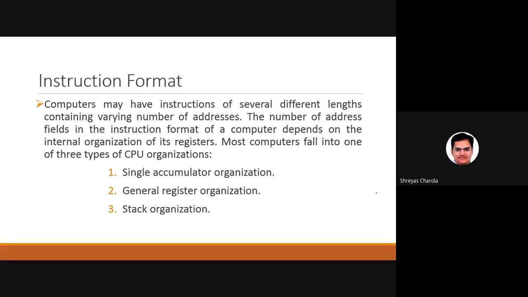How many types of format are there? We have a single accumulator organization, where only the accumulator is used to perform operations. A different format is the general register organization, given in computer architecture with a different number of registers, which can perform the process faster compared to the single accumulator organization. And here we have a stack organization.